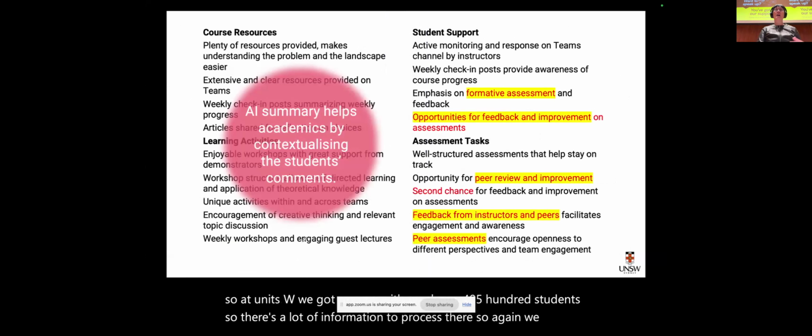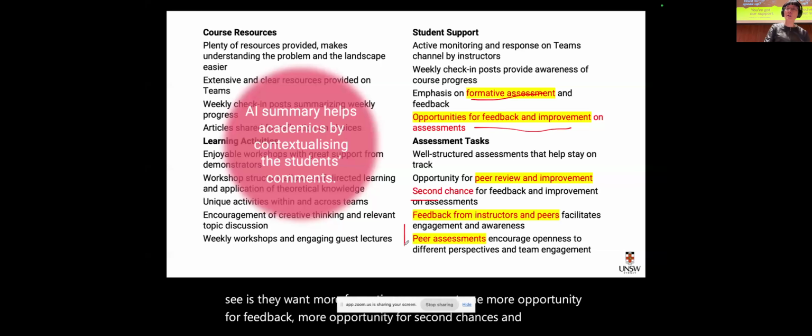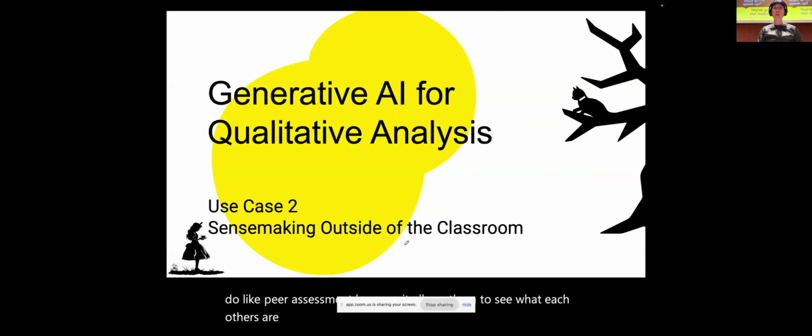So again, we can use GenAI to put it through the process, and we started to see a bit of patterns around what students want. One thing we could definitely see is they want more formative assessment, more opportunity for feedback, more opportunity for second chances, and peer assessment. So weirdly, they actually do like peer assessment because it allows them to see what each other is doing.